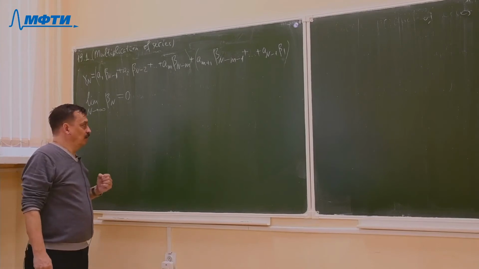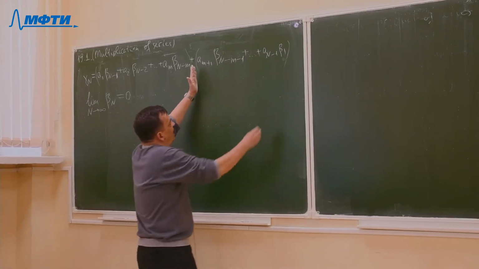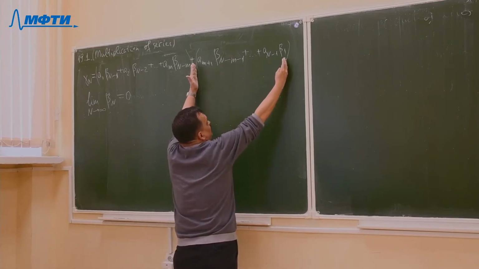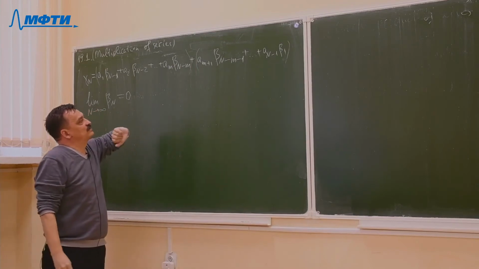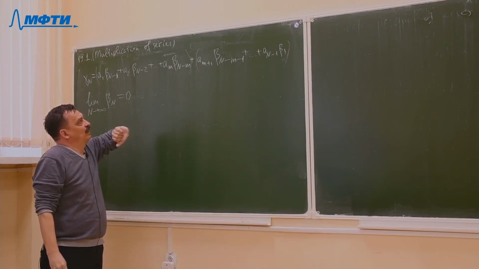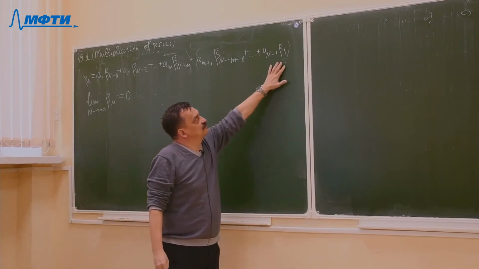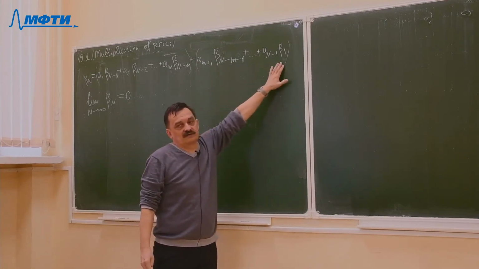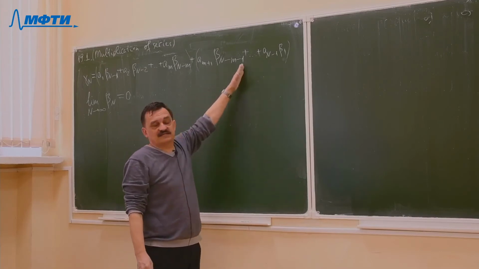Now I want to estimate somehow this expression, right? I want to estimate this expression. Betas, I cannot guarantee that they are small. But I can estimate it. Why?